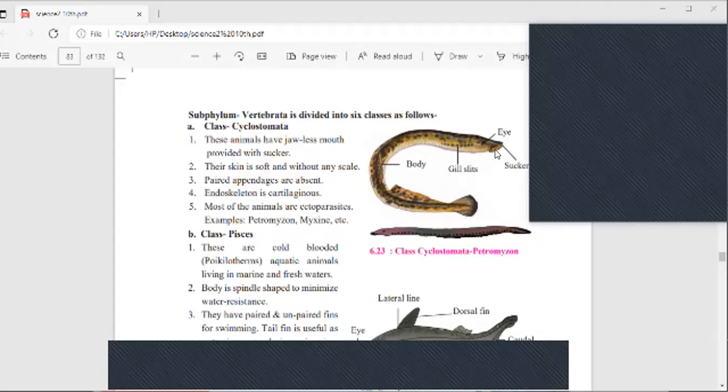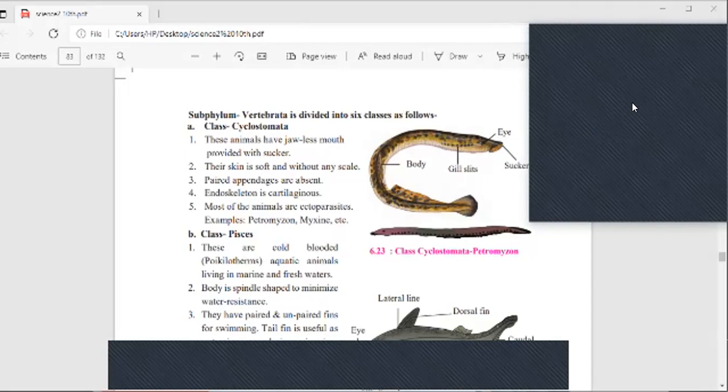Leech comes under which phylum? Leech is the animal that is called an ectoparasite. Like this, the animal shows the ectoparasitic mode of nutrition. So, what is the meaning of sucking blood from the other animals? Ectoparasite. What is meant by ectoparasite?